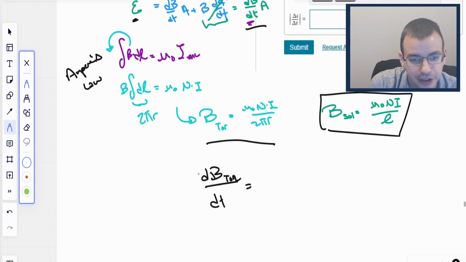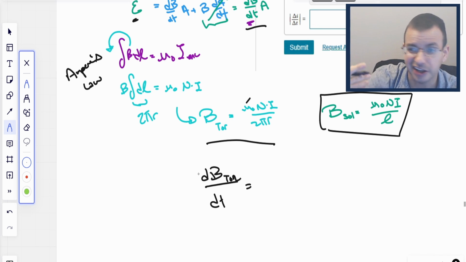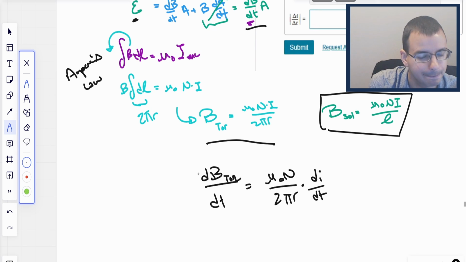dt. Now, when we look at this, I can't remember what that constant's name is. N, number of loops, is constant, and 2 pi r is constant because the toroid's not shrinking or looping. So this is just going to be mu naught N over 2 pi r times di dt, where di dt is the change in current with respect to time. Yep, I'm good with that.